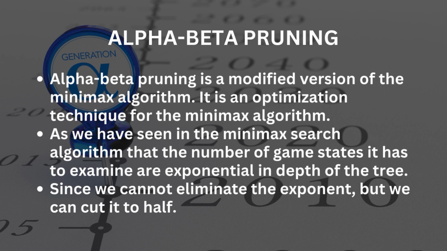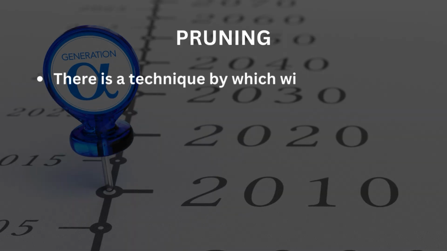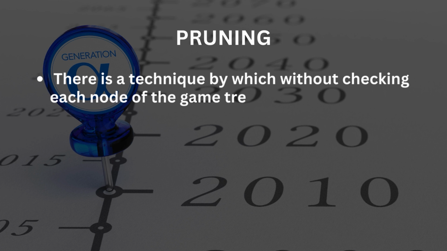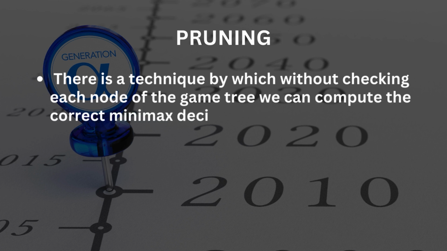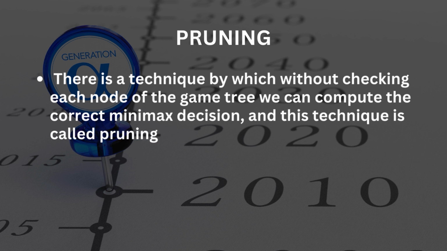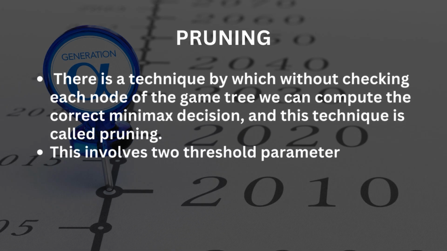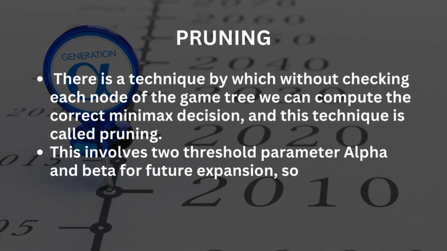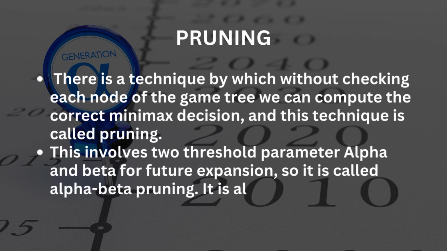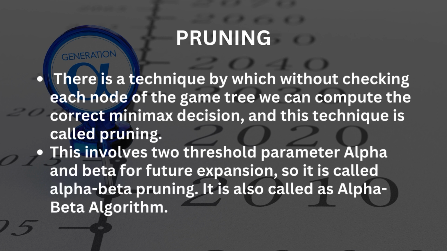Since we cannot eliminate the exponent, we can cut it to half. Hence, there is a technique by which, without checking each node of the game tree, we can compute the correct min-max decision, and this technique is called pruning. This involves two threshold parameters, alpha and beta, for future expansion. So, it is called alpha beta pruning. It is also called the alpha beta algorithm.